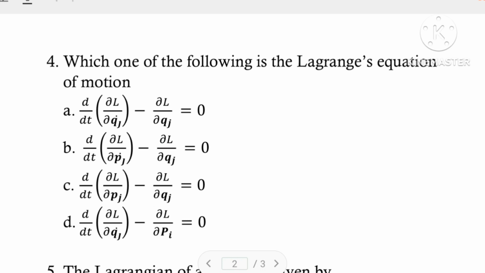Next question, which of the following is the Lagrange's equation of motion? Four options are given. d by dt of dou L by dou qj dot minus dou L by dou qj equal to 0. That is the right answer. That is, option A is the right answer.